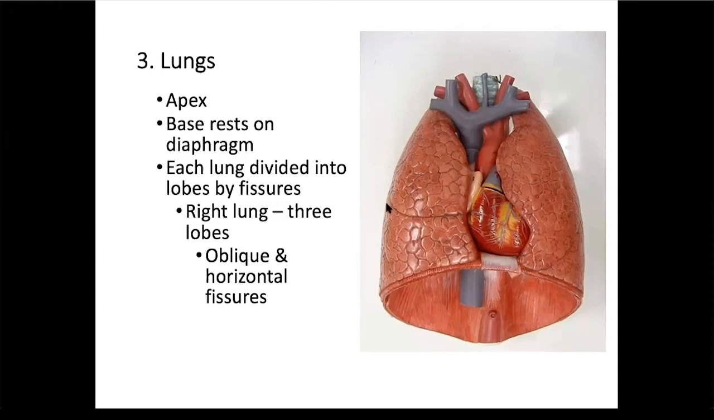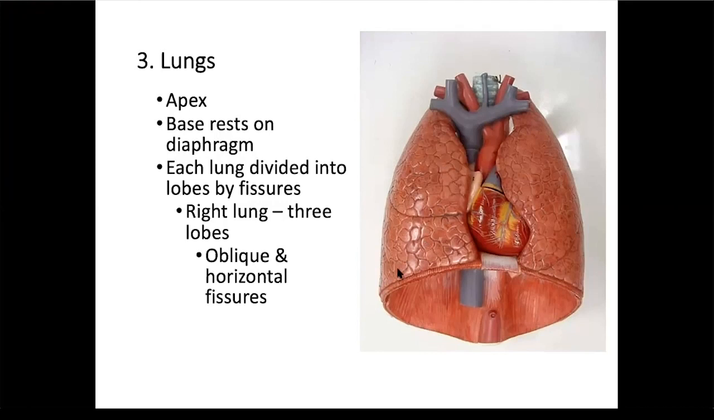Let's look at the fissures. This fissure here is a horizontal fissure. It goes straight across. This fissure here, notice how it goes at an angle. This is the oblique fissure. If I ask you what fissure separates the upper from the middle lobe on the right side, you're going to tell me the horizontal fissure. The middle is separated from the lower lobe by the oblique fissure.